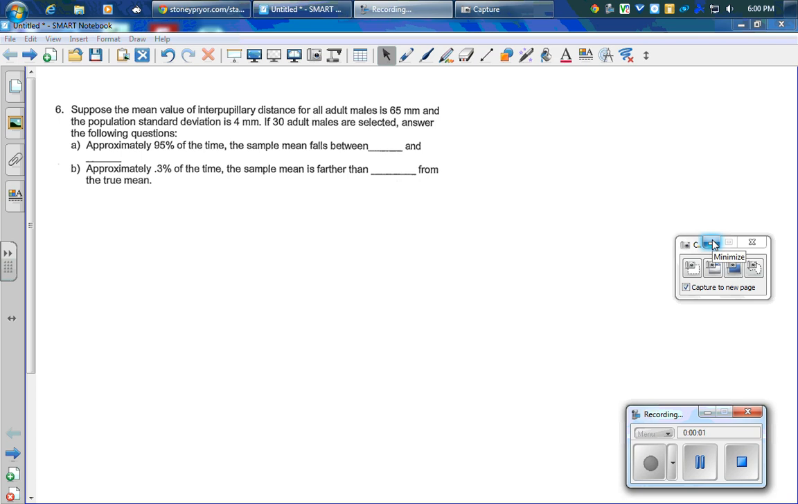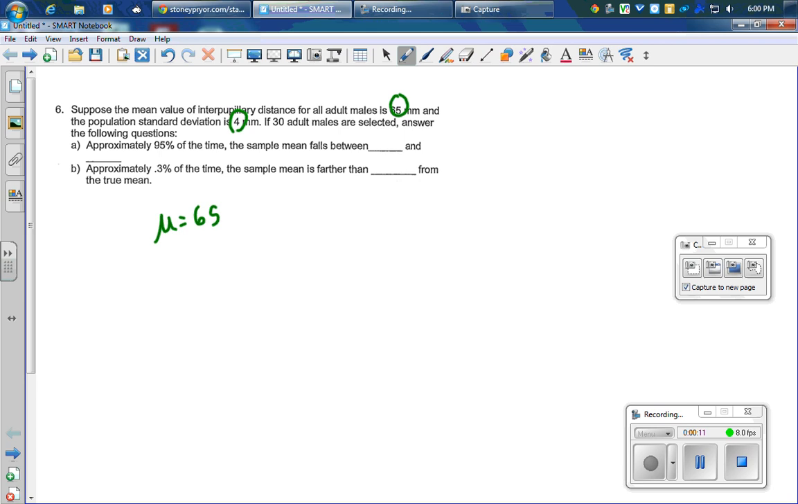Let's look at question 6 here from the review sheet. Suppose the mean value is 65, and the population standard deviation is 4. So the mean is 65, and the standard deviation is 4. Those are both in millimeters. It says that 30 adults were selected.